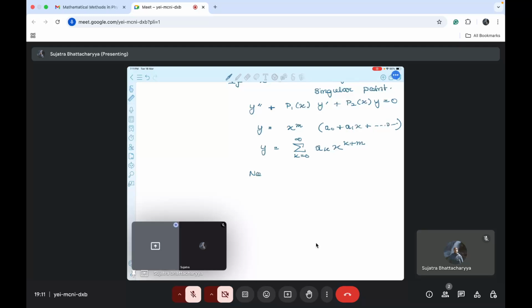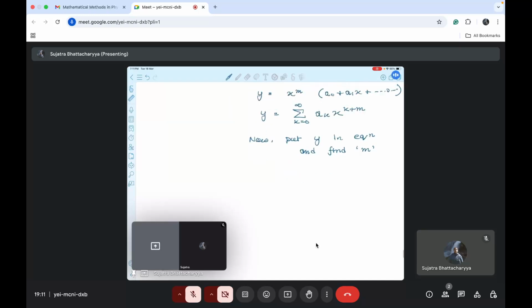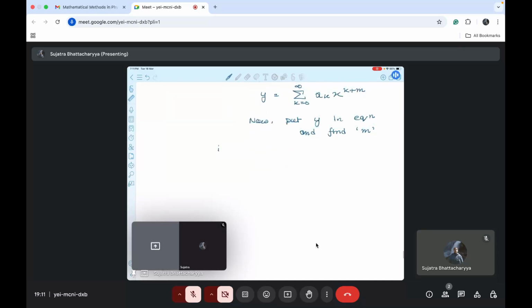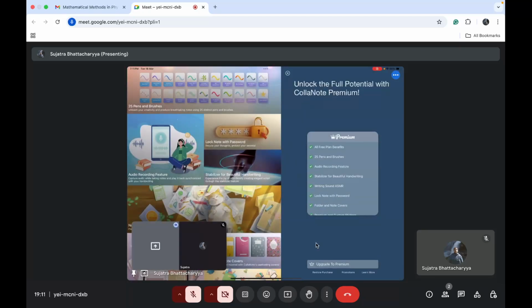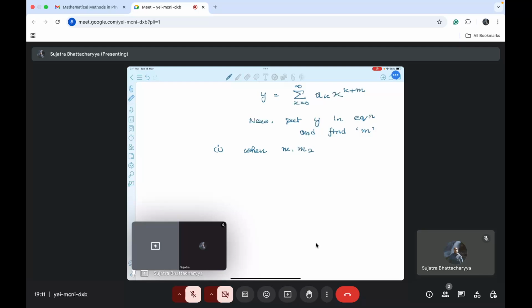Now, what we have to do is put this y in the equation and find m. And there is a way to find m. You will see that. There are some methods, like when m1 and m2 are, see, there will be two solutions, right?